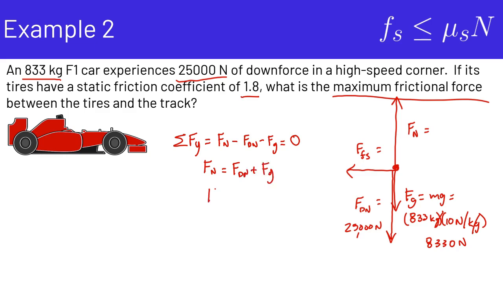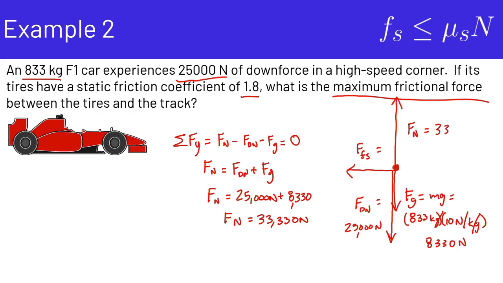So our normal force is equal to 25,000 newtons plus 8,330 newtons. So our normal force then is equal to 33,330 newtons. So now that we have the normal force, we can figure out what our static friction force is.